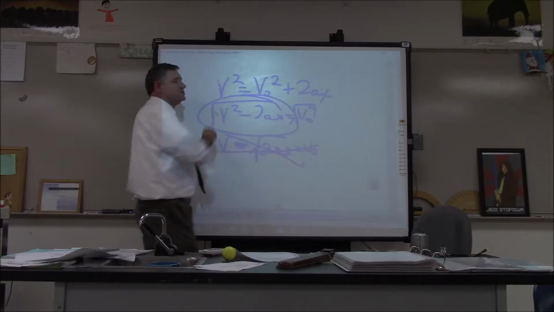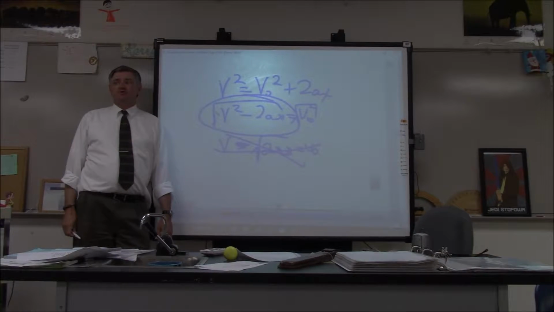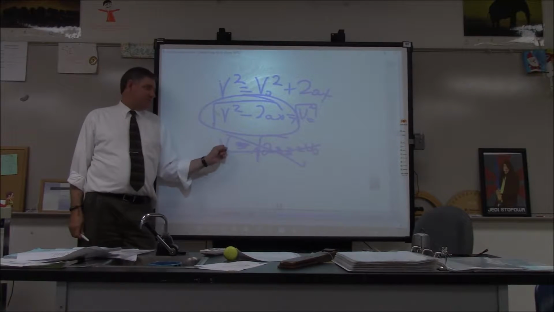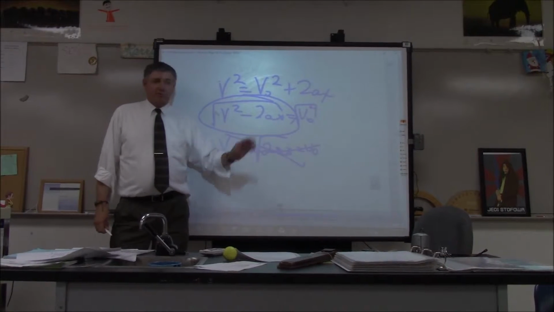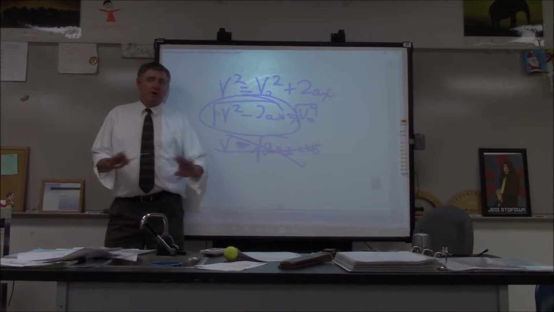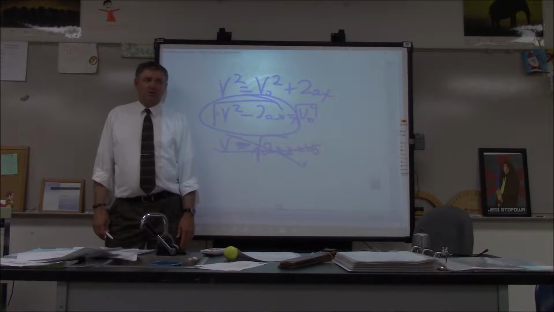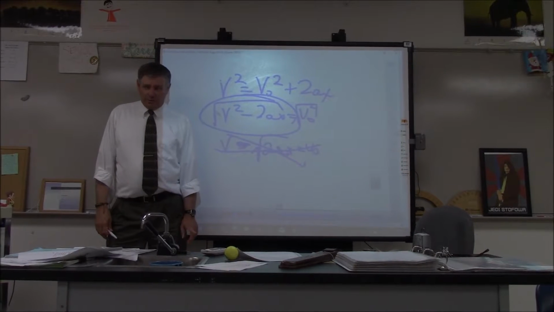This is as far as you can go on number 5. Do not write the square root of V minus 2a, the square root of 2x. It will not work, okay? Don't do it.